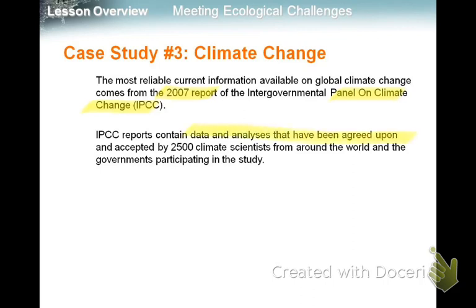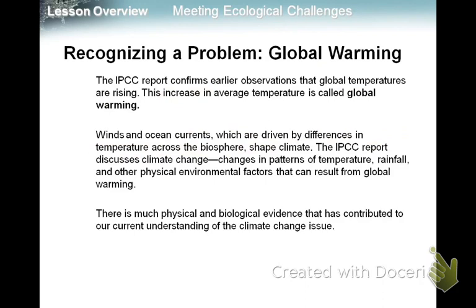Data and analyses here have been agreed upon and accepted by 2,500 climate scientists worldwide and their governments. This report confirms that global temperatures are rising, which is what I've said all along, and this is called global warming. Winds and ocean currents shape the climate. So the IPCC report discusses climate change in patterns of temperature, rainfall, other physical environmental factors that can result from global warming.